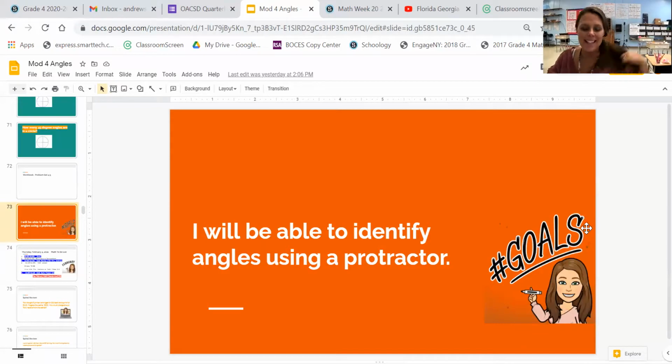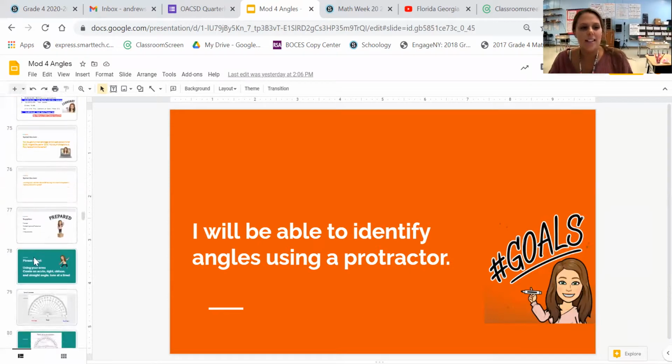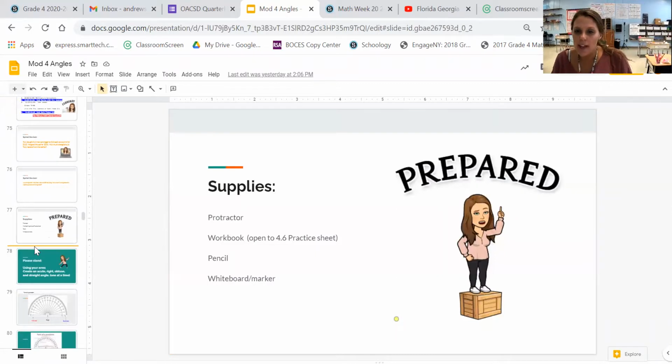Hello, my friends. Today is the day we are going to practice measuring angles, and we're going to use a protractor. I'm so excited. By the end of class, you'll be able to identify angles using a protractor. How exciting, right?